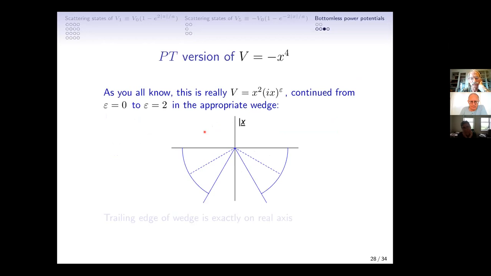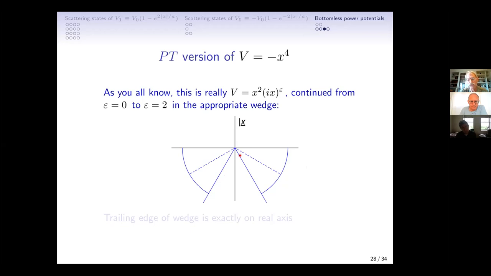But as we all know, there is the PT version of minus x to the fourth, which is a kosher potential, and it's really x squared times ix to the epsilon, continued from epsilon equals zero to epsilon equals two in the appropriate wedge, which for minus x to the fourth is this wedge here.